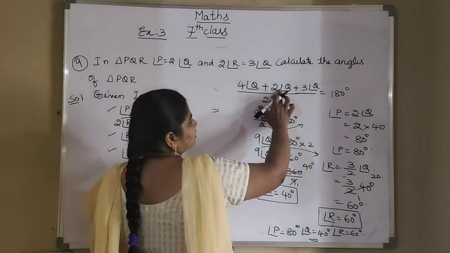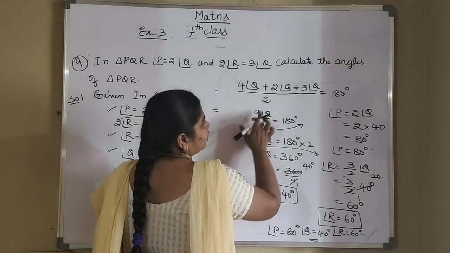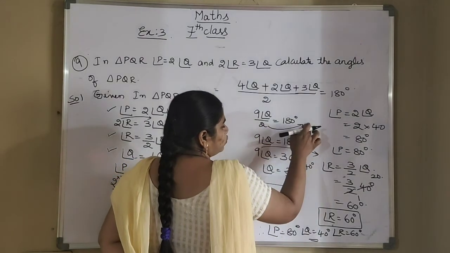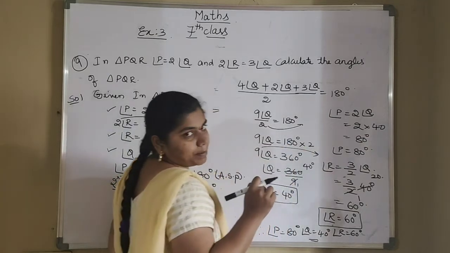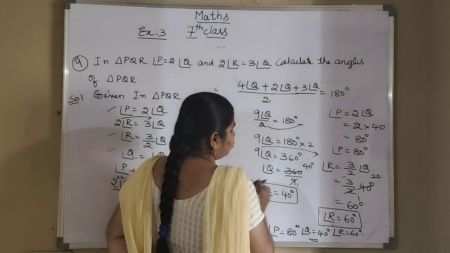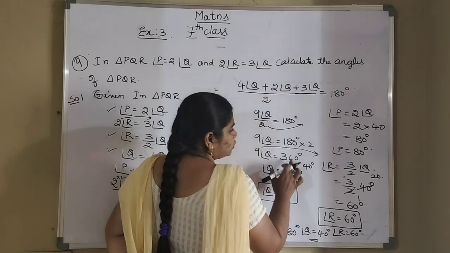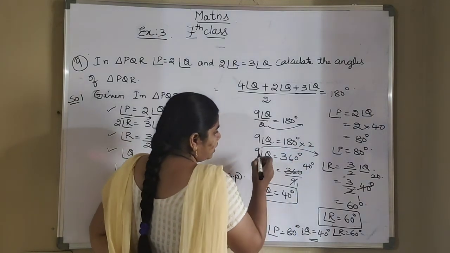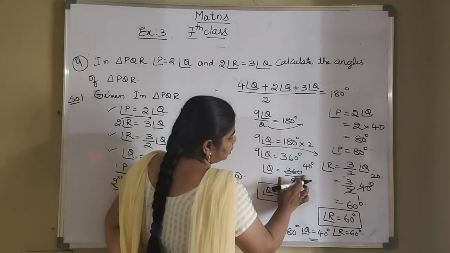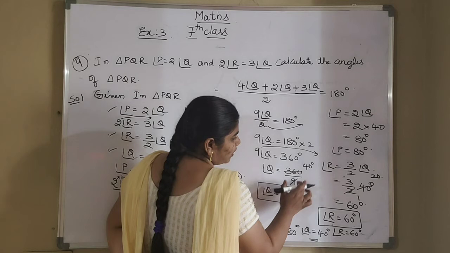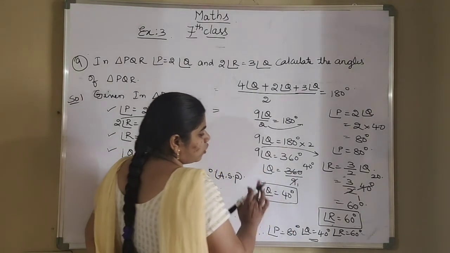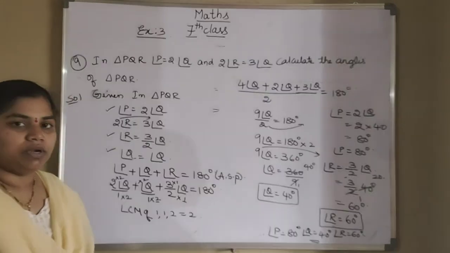Now 4 plus 2 is 6, 6 plus 3 is 9 angle Q by 2 is equal to 180. Now 2 I am sending to the other side, and it will be converted into multiplication. So 9 angle Q is equal to 180 into 2. 9 angle Q is equal to 360. I am sending this 9 to the other side. So angle Q is equal to 360 by 9. 9 fours are 36, so 9 forties are 360. So angle Q value is how much? 40 degrees. So you got only angle Q.